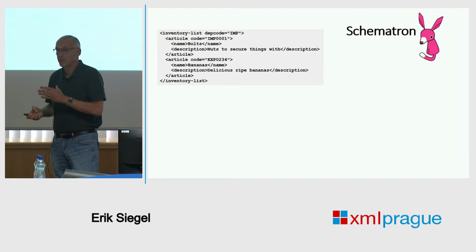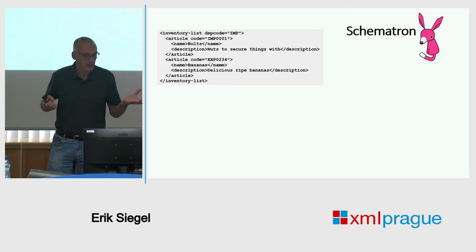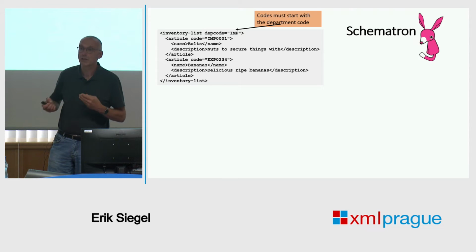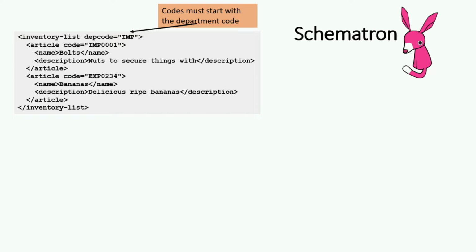Just to set the stage, let's do a little Schematron first. What you have here is an XML document. It's a very simple document, and the rule is that all the codes in the document must start with the department code that's in an attribute on the root element. So as you can see, the bananas are not valid. And we want to have a Schematron schema that checks this.